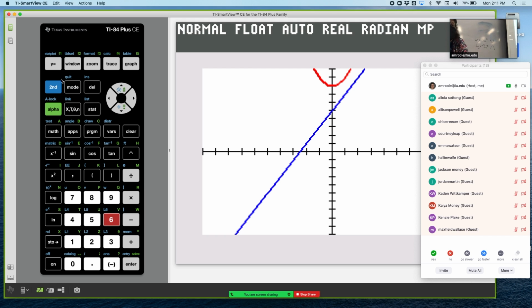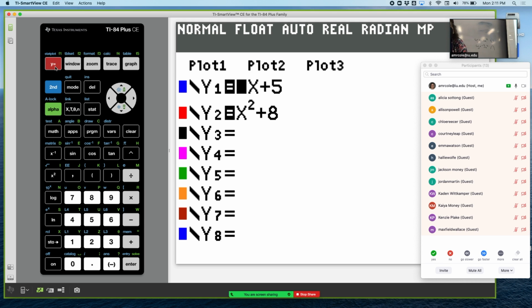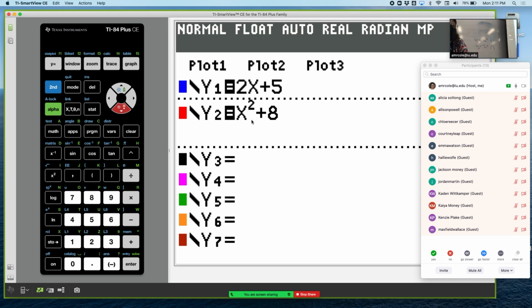So let's go back into y equals real quick. All right, so let's say on the parabola here, I want it to go upside down. But I don't want to have to clear that out and type that all over again, okay? That's too much work. I just want to insert a negative, okay? So right above the delete key is an INS, which stands for insert, and it's in blue on my calculator.